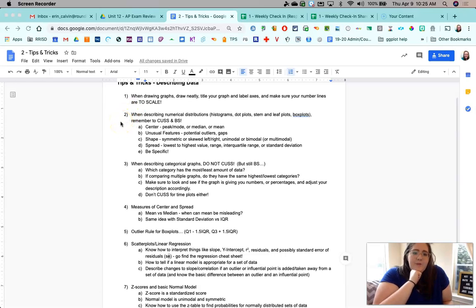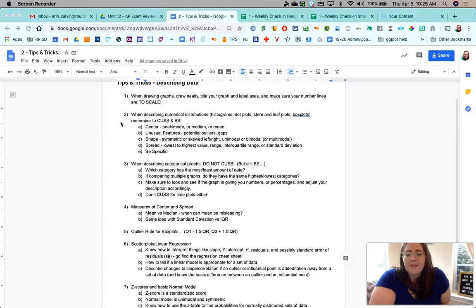Second thing is when you're describing a numerical distribution, so that would be a histogram, a dot plot, stem and leaf plot, and even box plots, to CUSS and BS. That was our trick there. So CUSS and BS, C stands for the center. On a histogram, stem and leaf plot, or dot plot, that would be your peak or your mode in the graph. Where do we see the highest amount or the tallest bars?